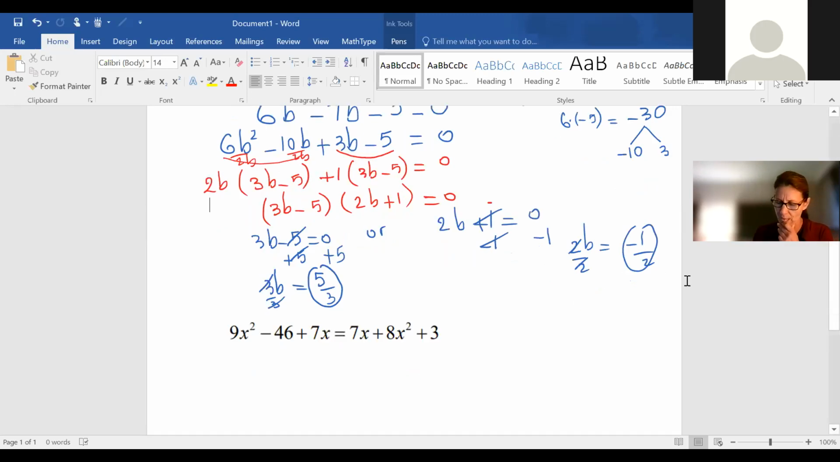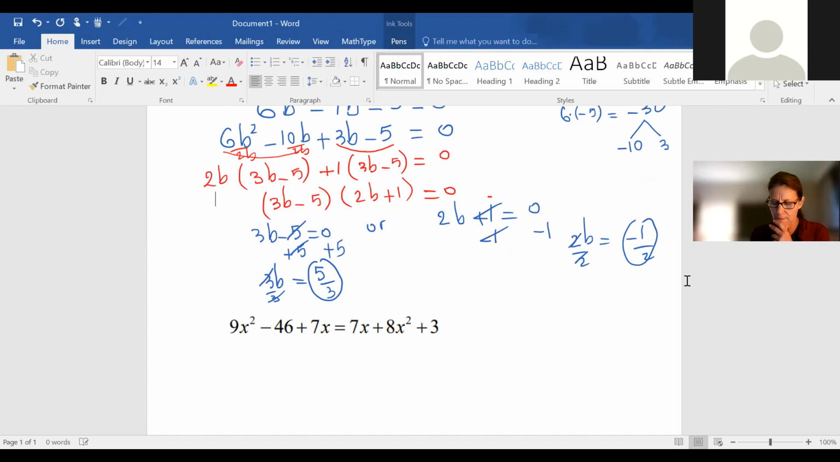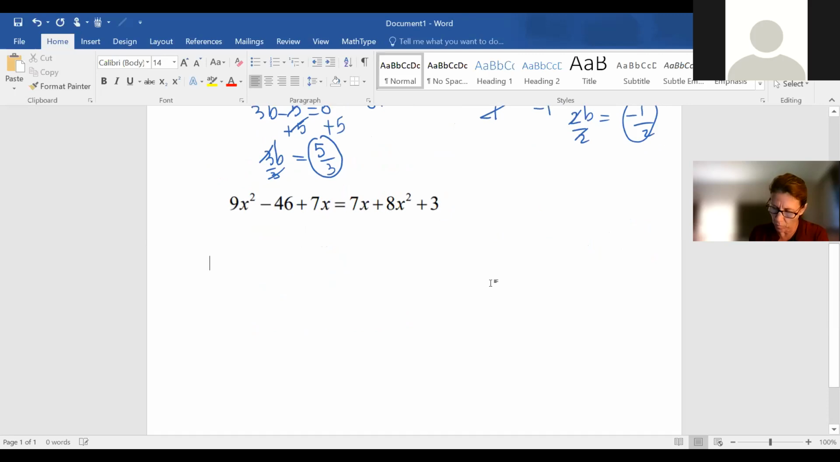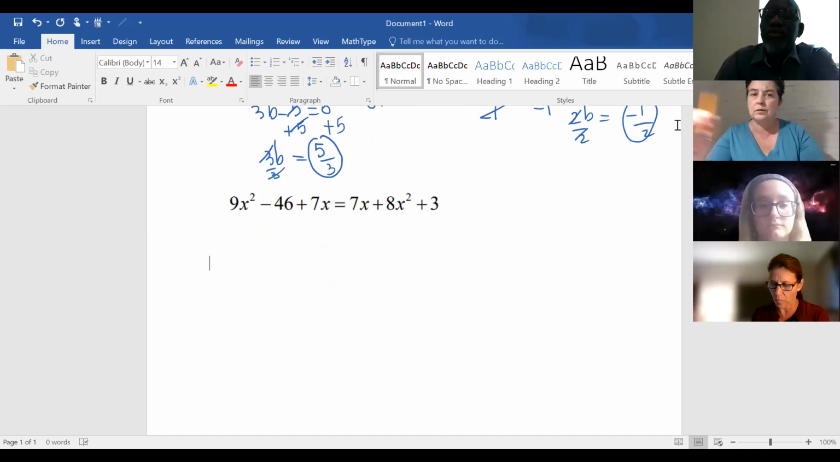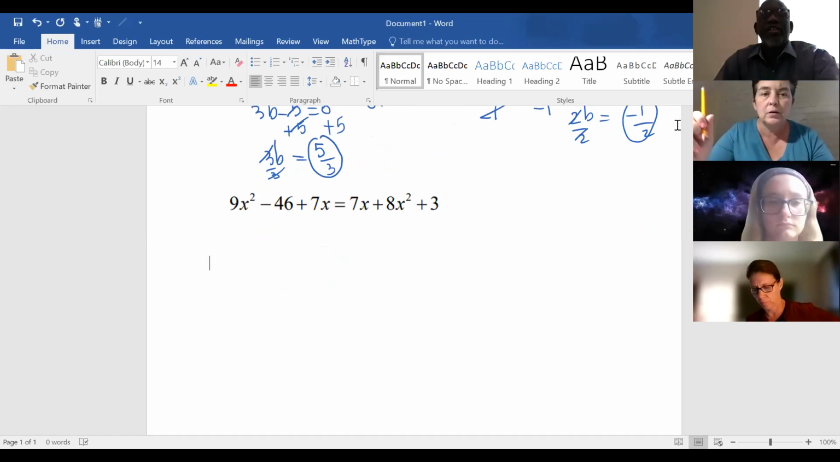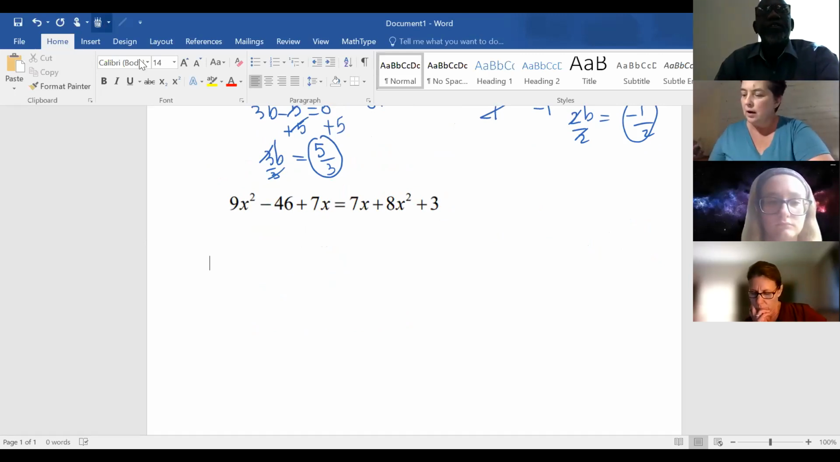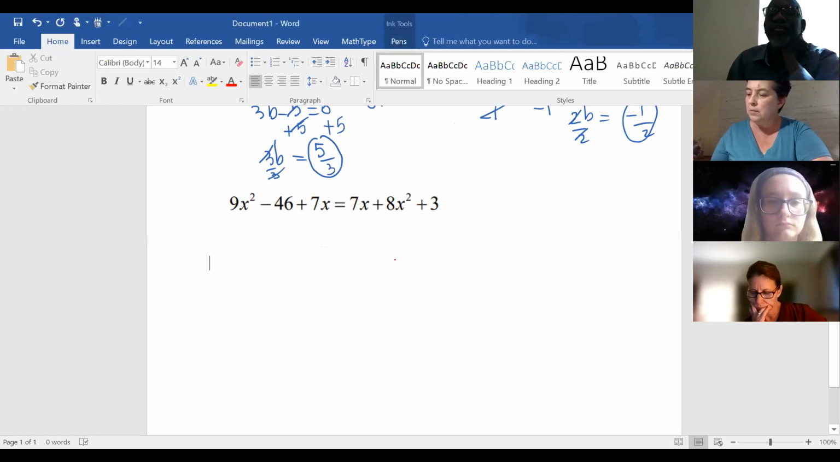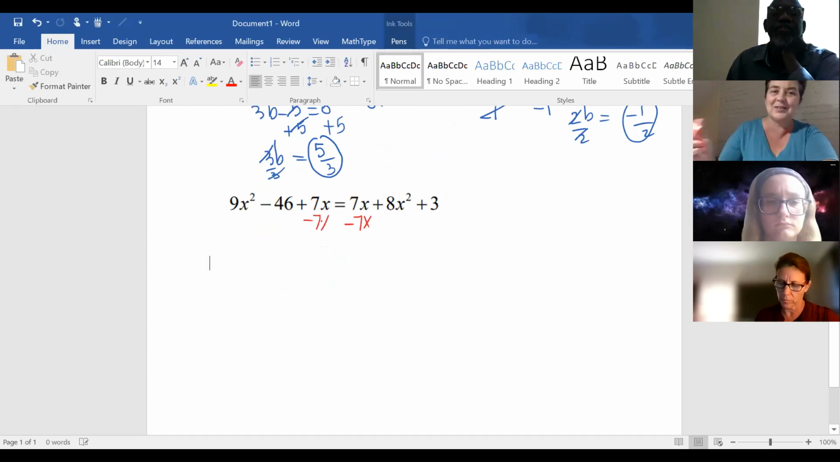The next one, at least visually, we might think is longer. Maybe not. Who's going to walk me through the steps for this one? Peggy: I wrote it out, and to get a 0 on one side, I subtracted 7x from this side, the other side, which makes 0.